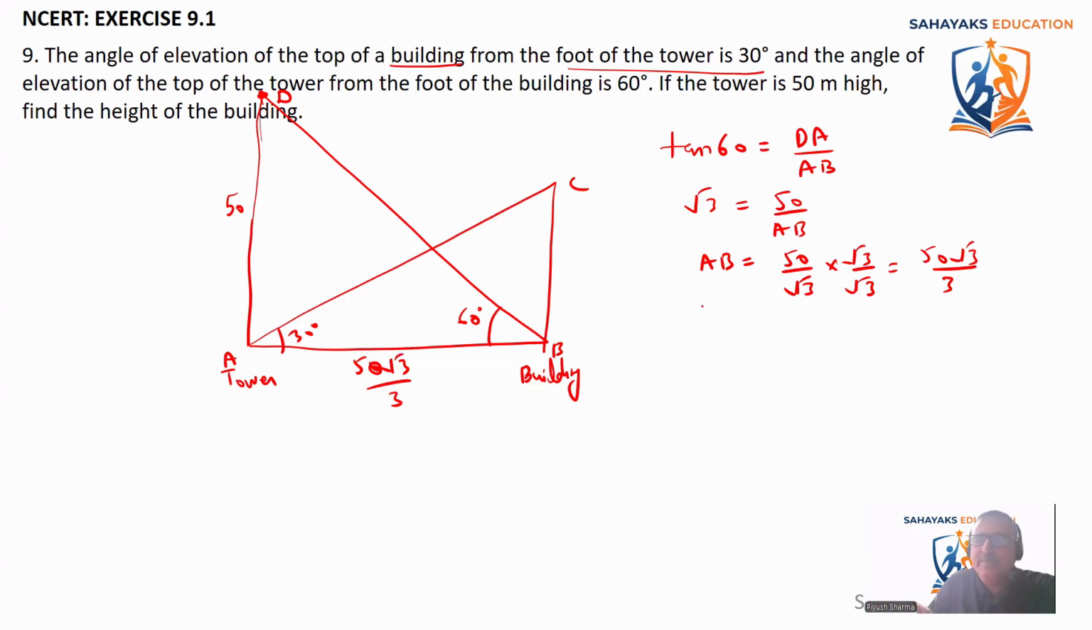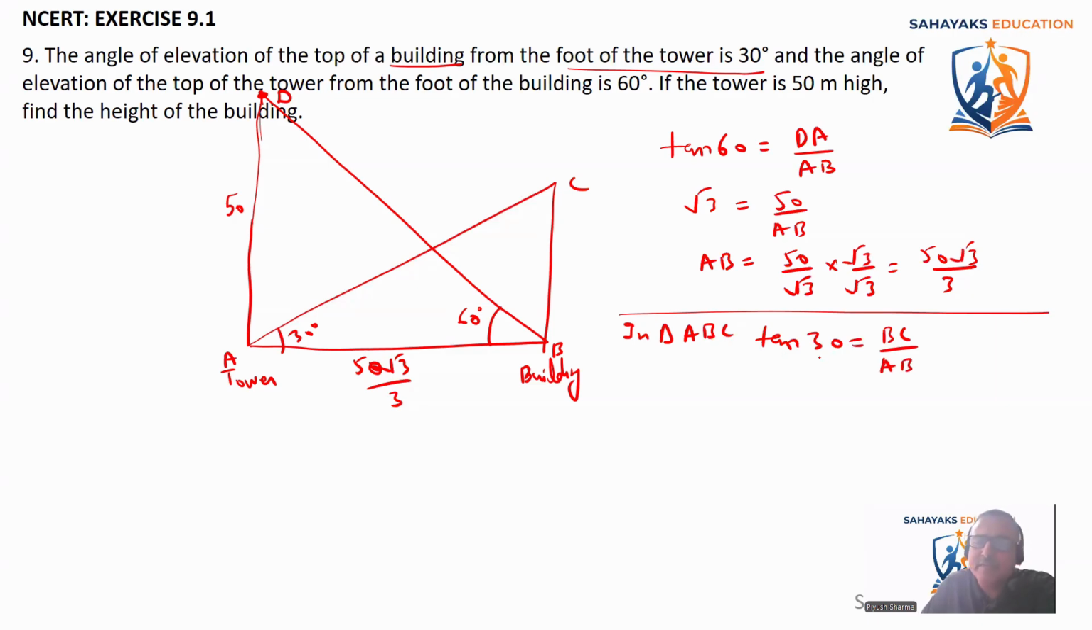We'll do it at the end. Now, looking at the triangle ABC. So in triangle ABC, we can say tan 30 is equal to BC divided by AB.